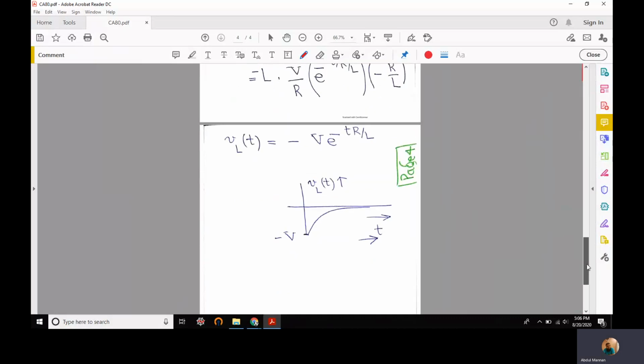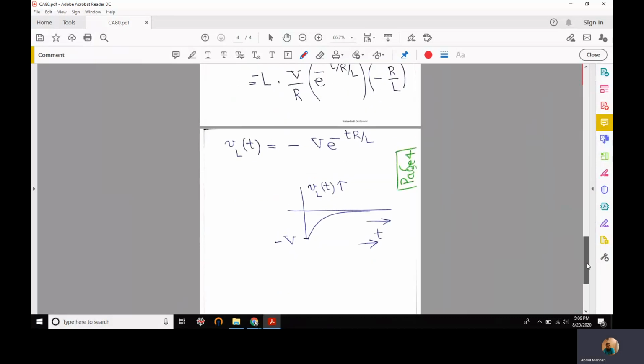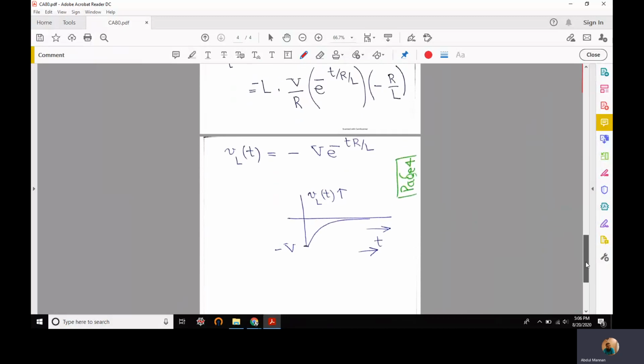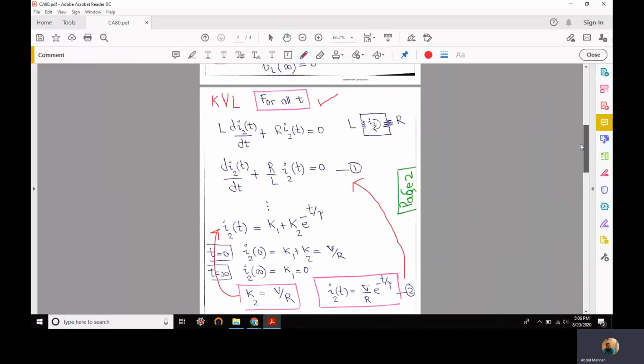In our last lecture, we learned plotting different functions in MS Excel. So you can set V, R, and L as constants, and then we can try different values of t to get this function plotted in MS Excel. For that, you are referred to my last lecture.